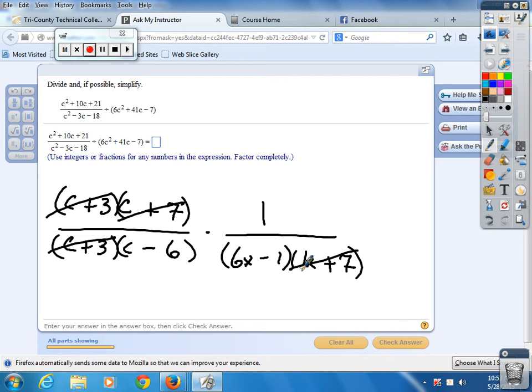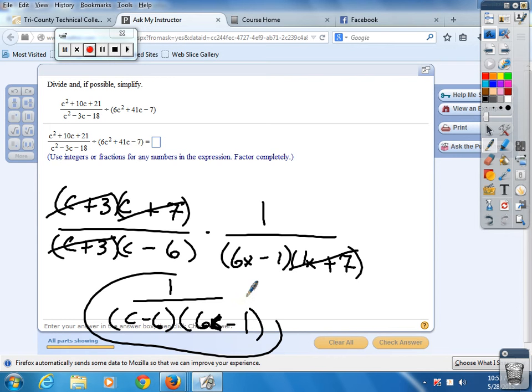And that's it. So your answer is 1 over, what is it, C or X? C minus 6, 6x minus 1. And yes, if you put an X on the test, I don't care. I'm just checking you, just as long as you know the algebra. I don't care whether you have a brain lapse and put C minus 6 times 6x minus 1, that's not a big deal.